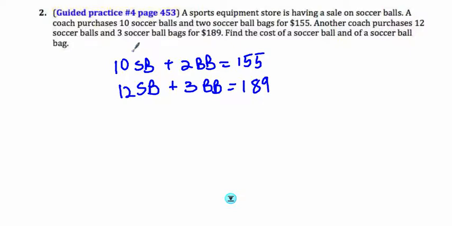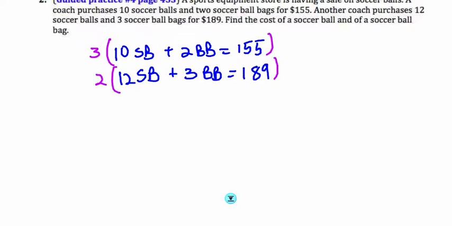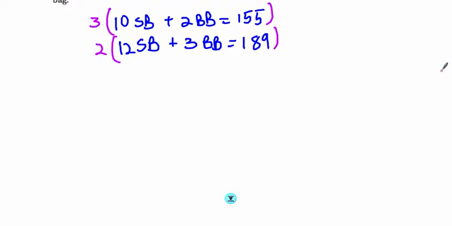Using the substitution method would again result in fairly complex fractions, and so what we're going to do is use our elimination method. Again, we can either eliminate the soccer ball variable or the ball bag variable. I'll choose in this case to eliminate the ball bag variable, and so I will multiply the first equation by 3 and the second equation by 2. Of course, you could also multiply one of those by a negative. Alternatively, we could subtract the equations, and that's what we're going to do.